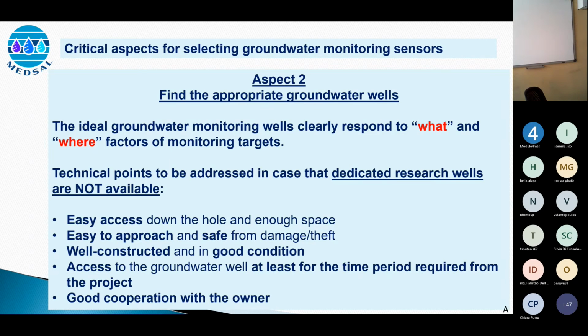Last but not least, you need to make sure that the wells you are going to select belong to an owner with whom you have very good collaboration. This is of utmost essence. You don't want to install the sensor in a private property and then come back after 2 or 3 months and find that the sensor is dumped or the cable is cut and the sensor is down in the saturated zone. You can't have access to it or it's damaged or whatever. You need to have very good cooperation with the well owner. Next one, please.